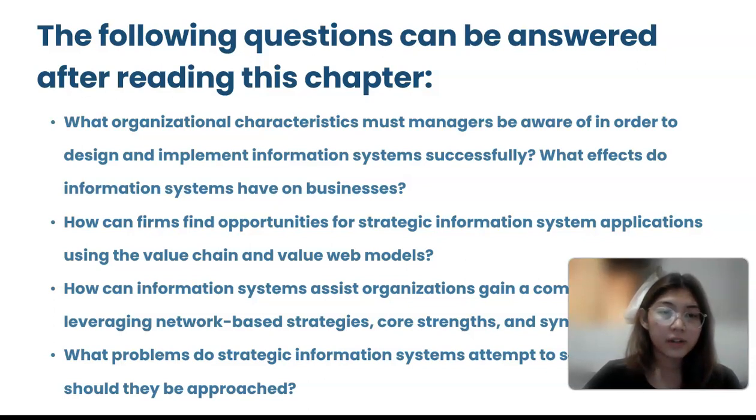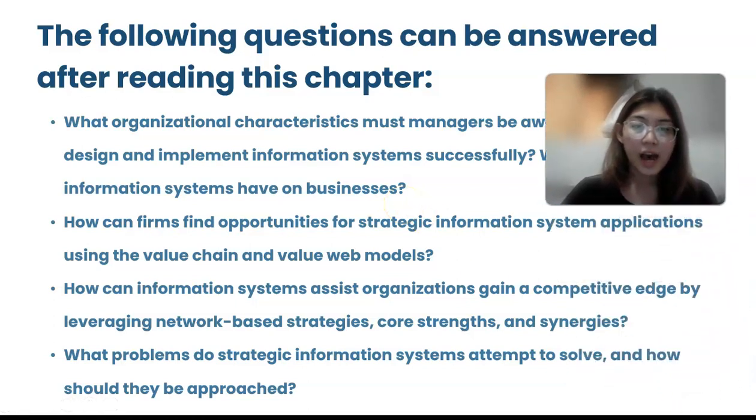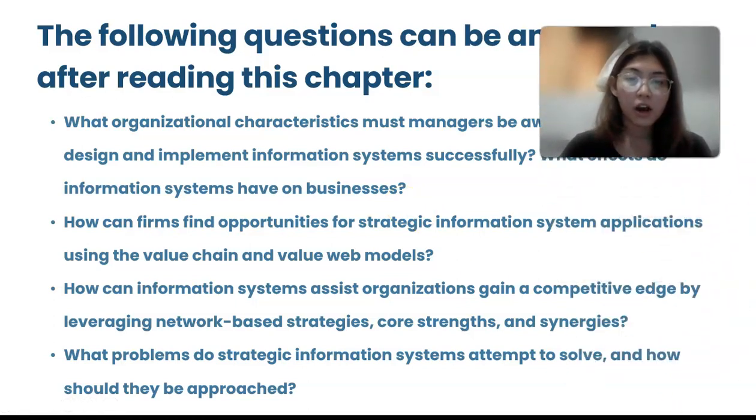Second, how can firms find opportunities for strategic information system applications using the value chain and value web models? Third, how can information systems assist organizations gain a competitive edge by leveraging network-based strategies, core strengths, and synergies? And last, what problems do strategic information systems attempt to solve and how should they be approached?